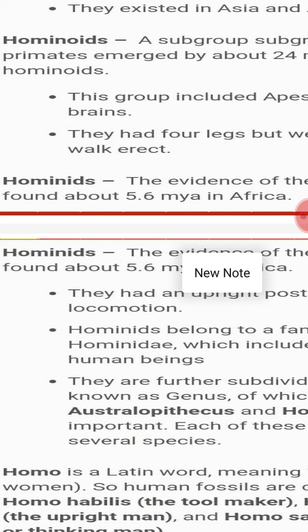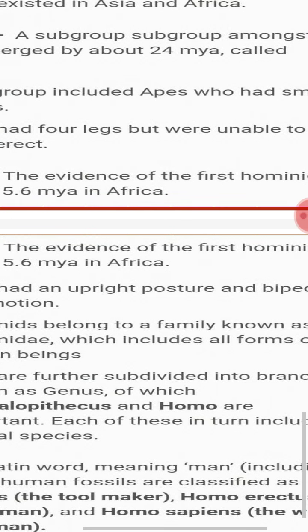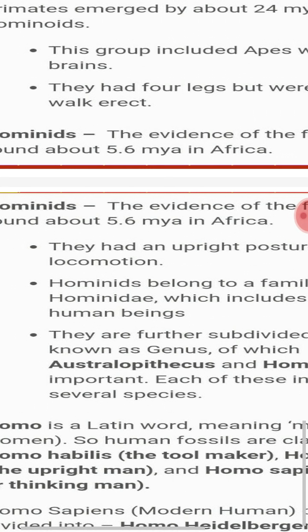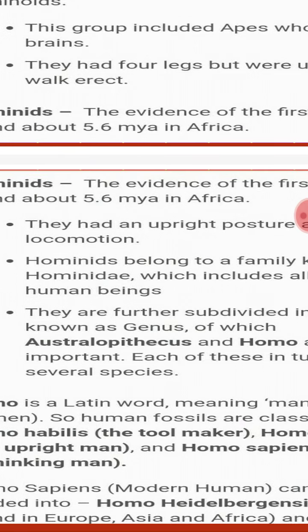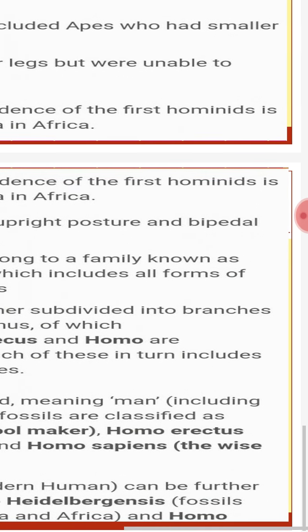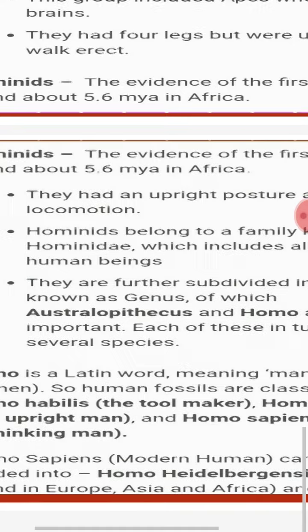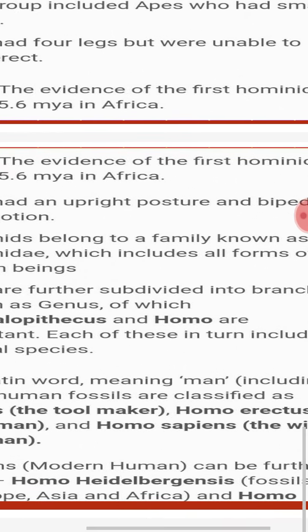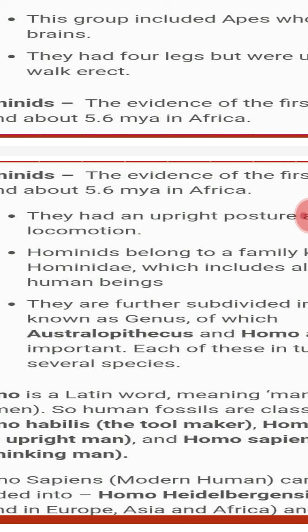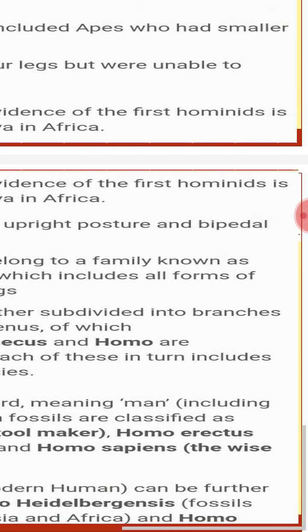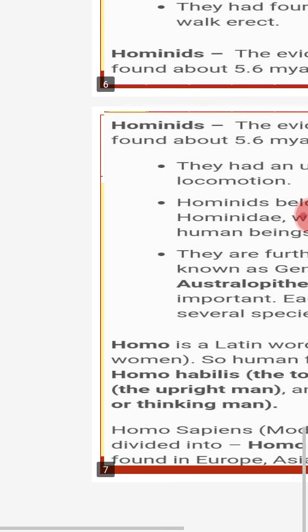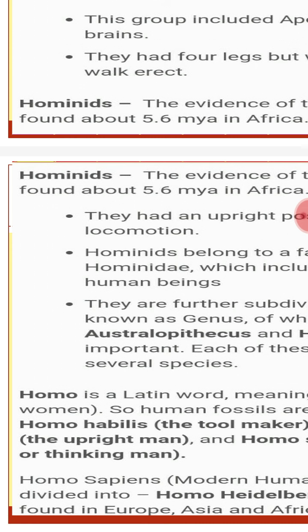The evidence of the first hominids is about 5.6 million years ago in Africa. They had an upright posture and bipedal locomotion. Hominids belong to the family known as Hominidae, which includes the forms of human beings. Homo is the Latin word.